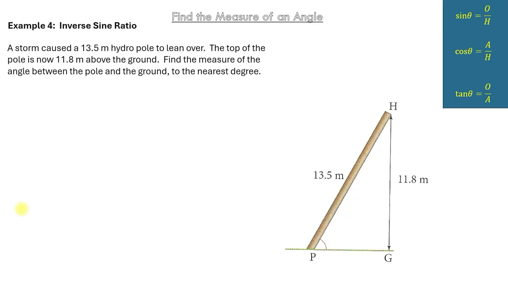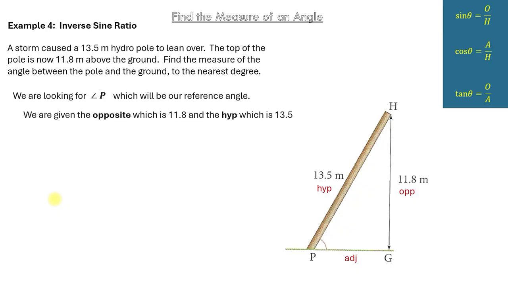So our reference angle, P, is what we're trying to figure out. We're told that the pole leaning over is 13.5 meters. That's our hypotenuse. And the height is 11.8 meters. So relative to the reference angle, 13.5 is our hypotenuse, and 11.8 is our opposite.